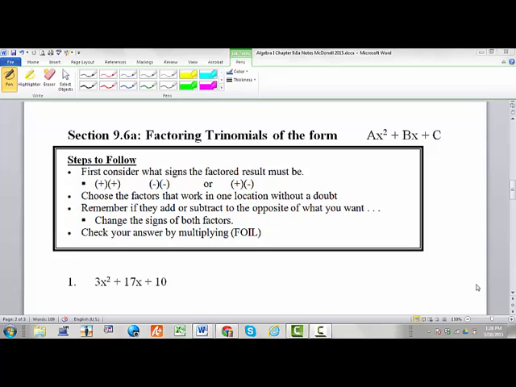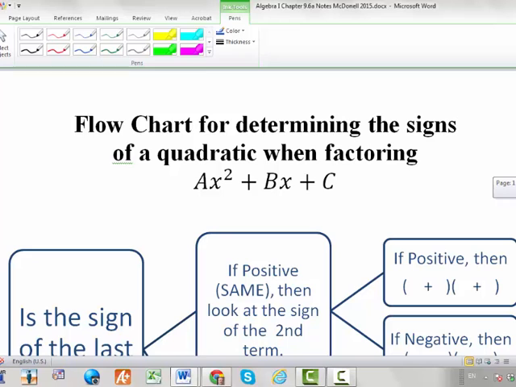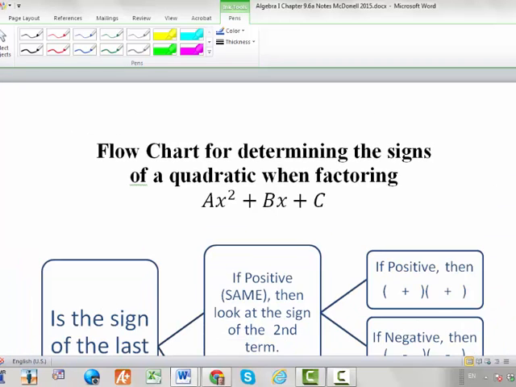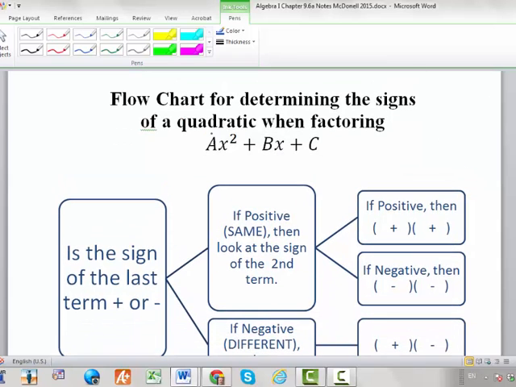Today we're going to be looking at section 9.6, factoring trinomials in the form ax squared plus bx plus c. Our steps to follow are, first, we have to consider what the factored sign's result must be. What I've done to do this is I put together a little bit of a flow chart, which hopefully will help us see this. Our flow chart basically is going to give us what we need to do when we're looking at a trinomial. And so here we have a trinomial in this form, ax squared plus bx plus c.